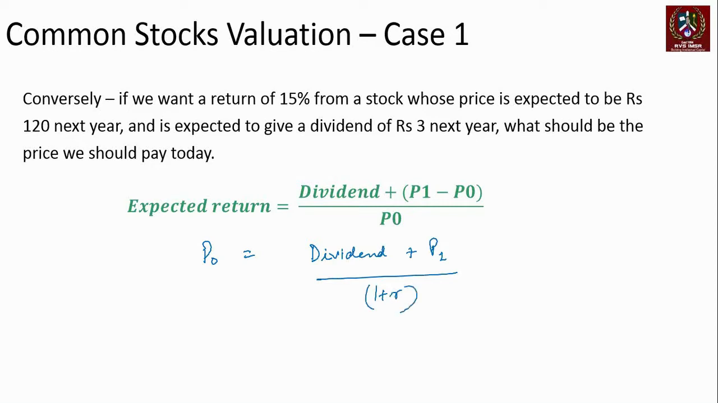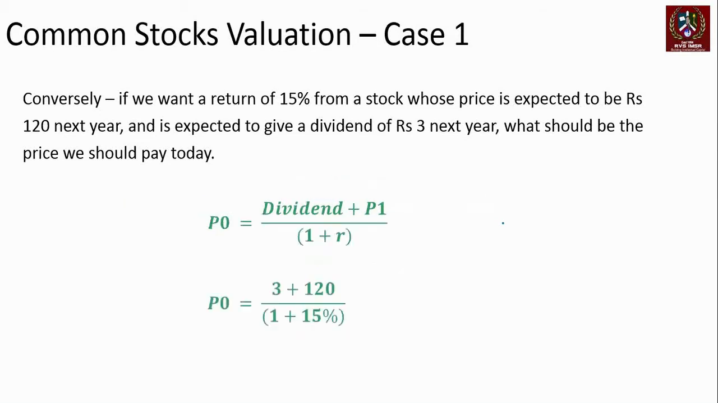Do we have these values with us? We do. We do have all these values with us. So let's look at the values. We are saying the dividend is 3, the price next year is 120, and our expected return requirement is 15%. So that's going to be 123 divided by 1.15, 1.15 being equal to 1 plus 15%. When we solve for this, we get the price of the stock. So let us actually go to our Excel file and discuss both of these on the Excel file itself.